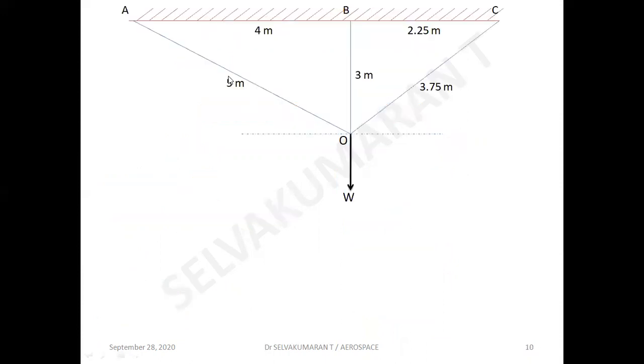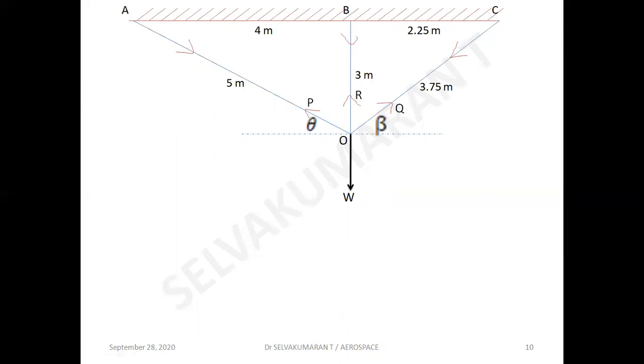Moving on to the next problem, you can see OA, OB, OC. Fix it at the top with OA, OB, OC, meeting at a point O where W is acting downward. All three wires are made of the same material, same Young's modulus, same area A. W is acting downward, and let P be the force acting in OA, Q the force acting in OC, and R the force acting in OB, and all these P, Q, R must act upward to balance the downward load W.